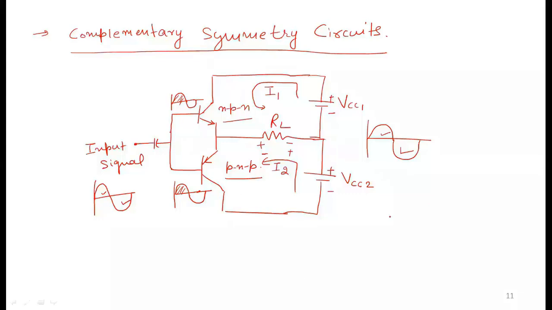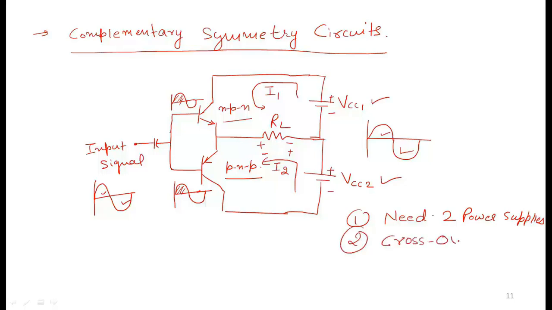There are two disadvantages of complementary symmetry circuits. Number one, we need two power supplies. Here we can see that we have used the power supplies VCC1 and VCC2. And the second disadvantage is the crossover distortion. So let's discuss the crossover distortion. Let's draw the circuit again.